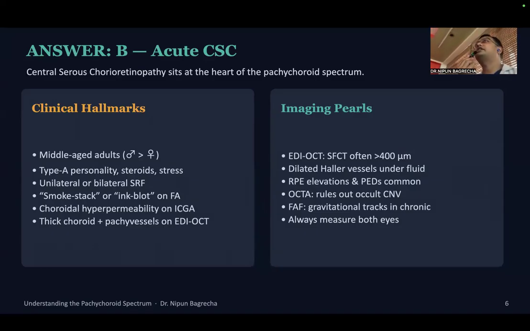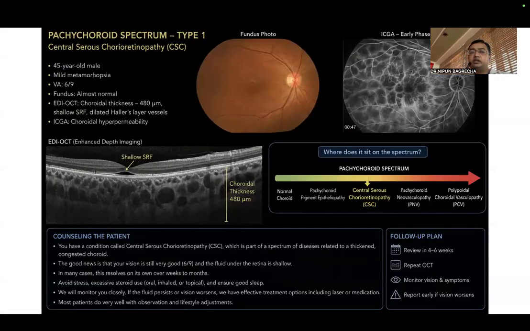As we discussed, it's type A personality, steroids, and stress, and it has a smokestack or inkblot appearance on the fundus fluorescein angiography. So modify the risk factors. What we do is we modify the risk factors and call the patient after a month to see the resolution of the CSCR. There's a normal choroid, there's the pachychoroid pigment epitheliopathy. It sits on the central serous chorioretinopathy.